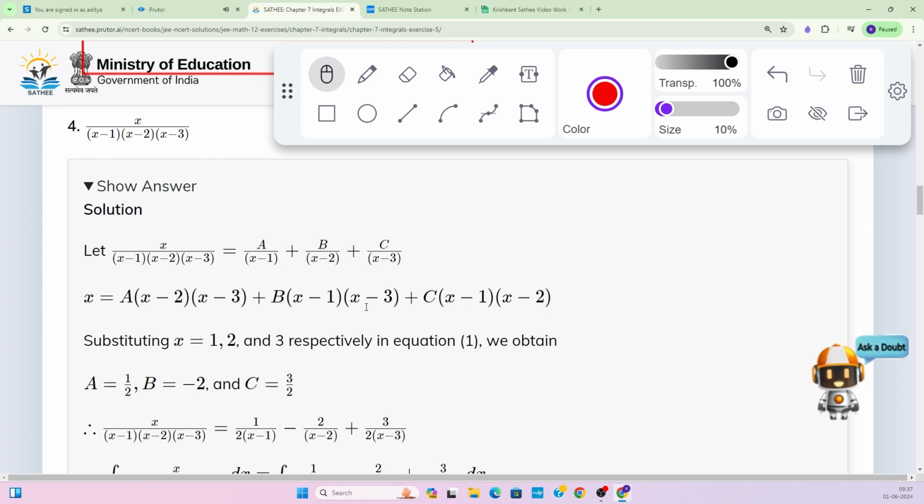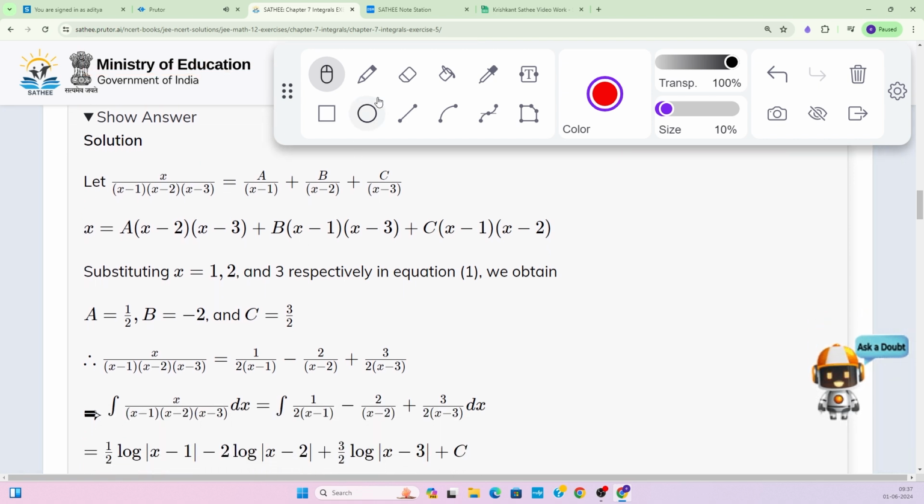Now substituting some values for x such that you will get your a, b, c values. Substitute x is equal to 1, you will get a value. Substitute x is equal to 2, you will get b value, and substituting x is equal to 3, you will get c value. Okay, so their respective values will be what? a is equal to 1/2, as you can see, b is equal to minus 2, c is equal to 3/2. Simple, very easy to find now.